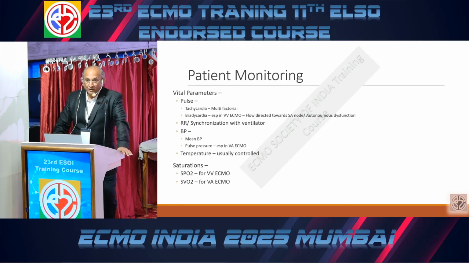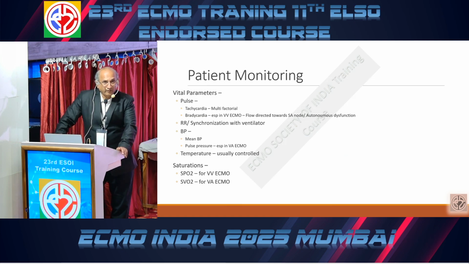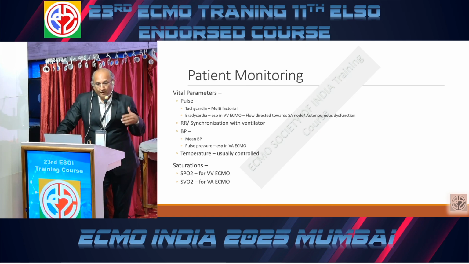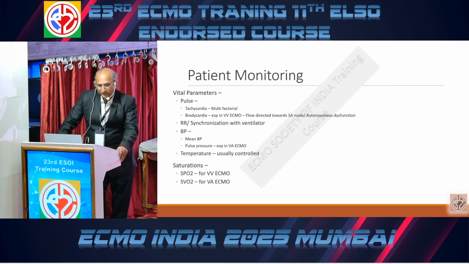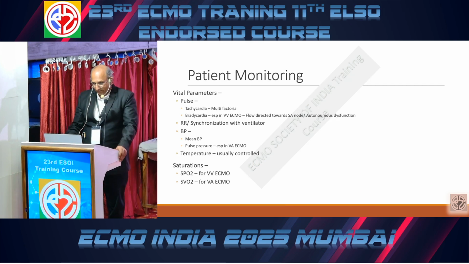Pulse pressure is very important in VA ECMO because it will tell you how much is the native circulation and how much is the cardiac contribution. If the pulse pressure is less than 10, think of cardiac stunning. Maintain a pulse pressure of 10 in VA ECMO. Temperature is usually controlled, but keep a watch on it, because if the heater is not connected, it can cause hypothermia. We have a lot of effects with hypothermia, which I will discuss later in the evening. For VV, look at SpO2. For VA, look at SpO2 or lactate levels.